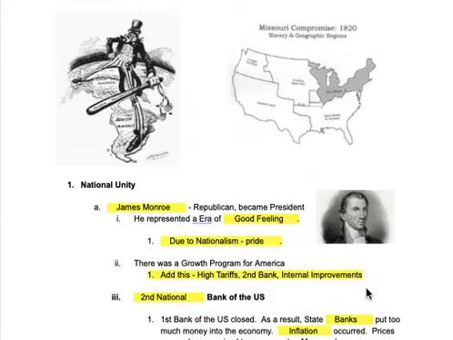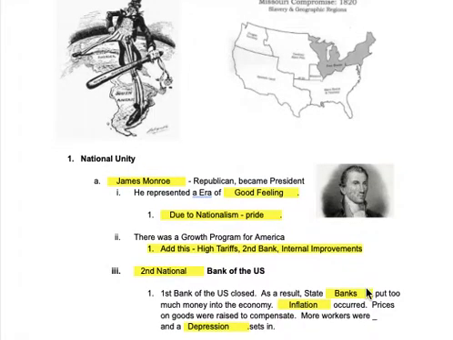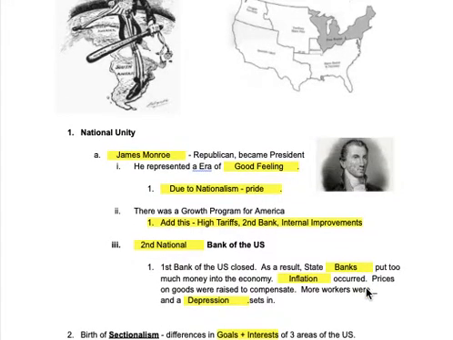And what happens is the value of the dollar decreases, so it costs more money to buy those things you like: Oreo cookies, baseball cards, corn, whatever it might be. So prices of goods were raised to compensate for this, and more workers end up being fired, and a depression sets in. And depression is 2 or more consecutive periods of decline and no growth. It's not good. At the same time, sectionalism is born.